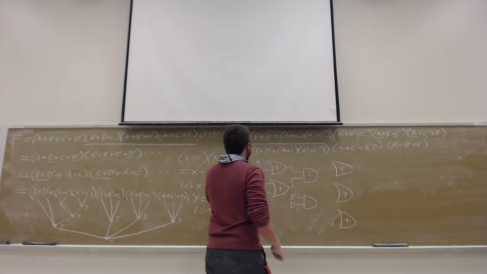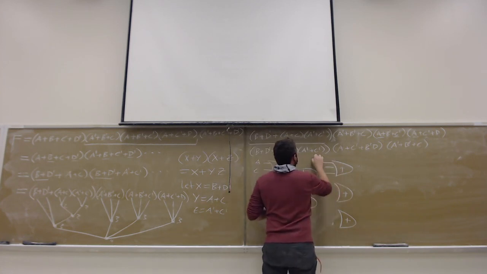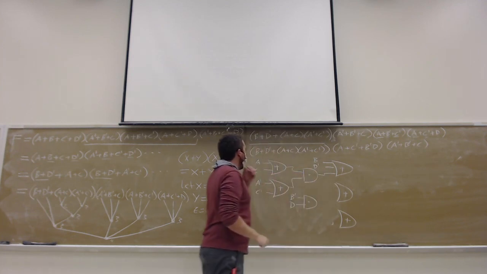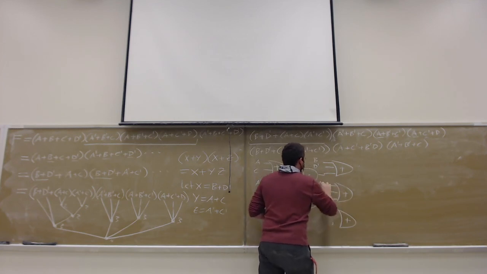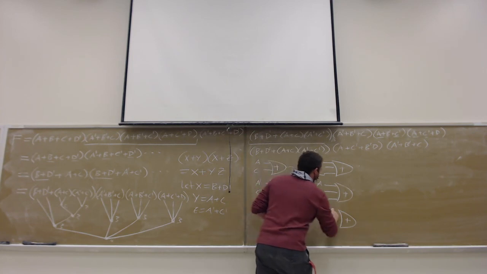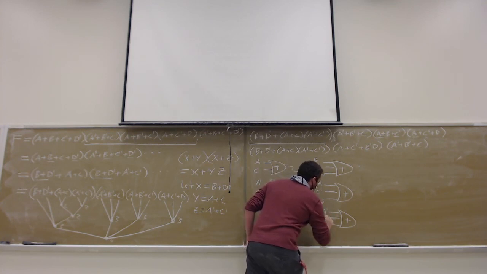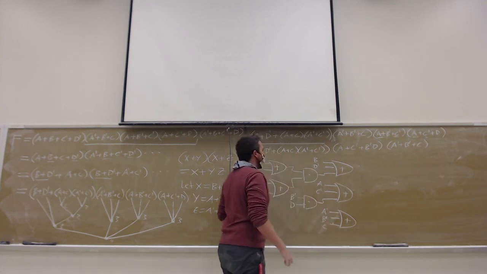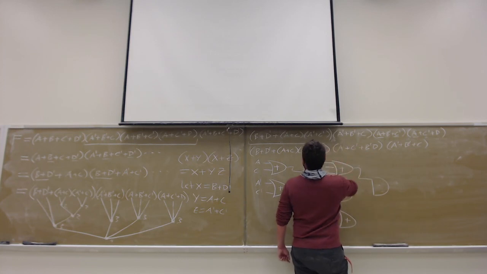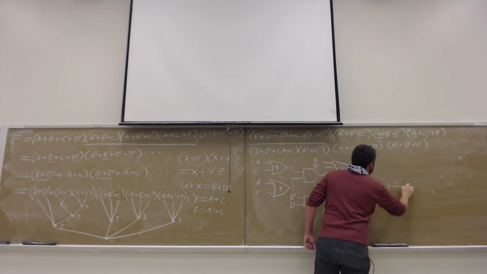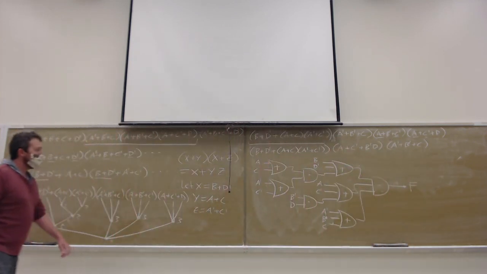Let's see, that first OR gate is going to have the result of this and D prime. The second one will have the result of that AND gate with A and C prime. The third one will take this new input A, B prime, and C. And then finally, all three of them. Good, that gets us F.